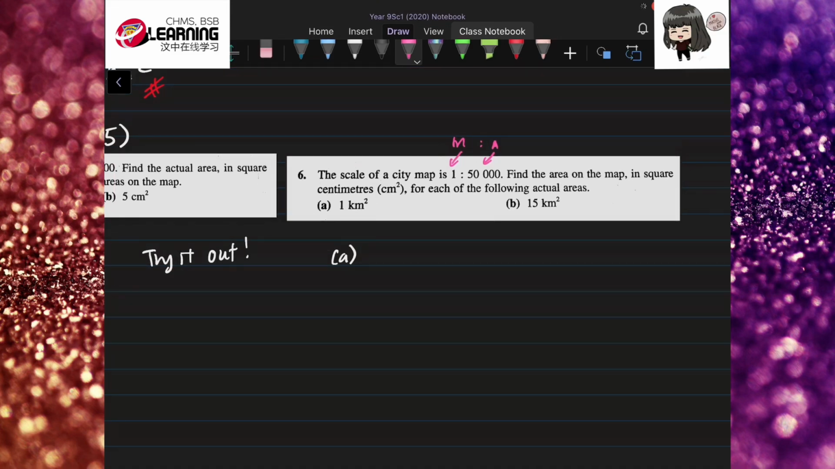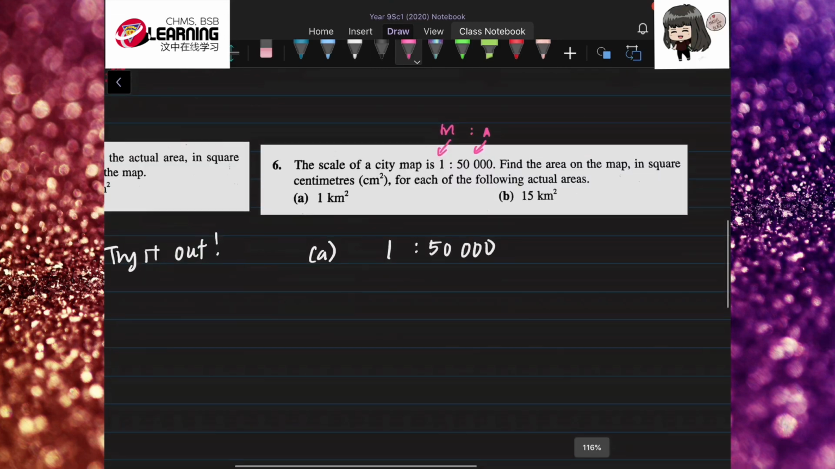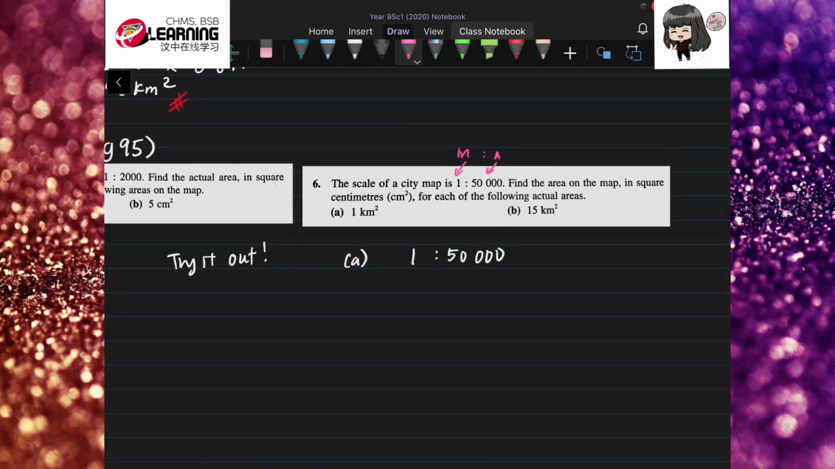So 1 to 50,000. This is the length of the map, or map scale length. Now they're asking you to find the area. We cannot just cross multiply using the map scale. We need to find the ratio of the area first.